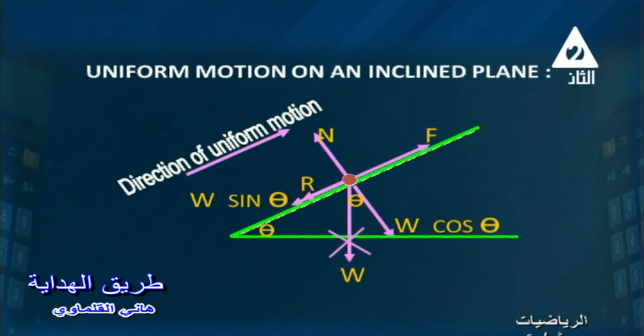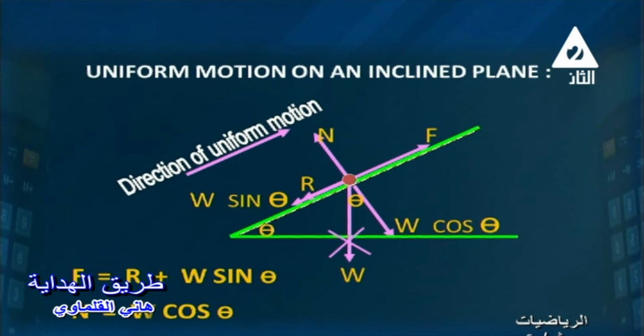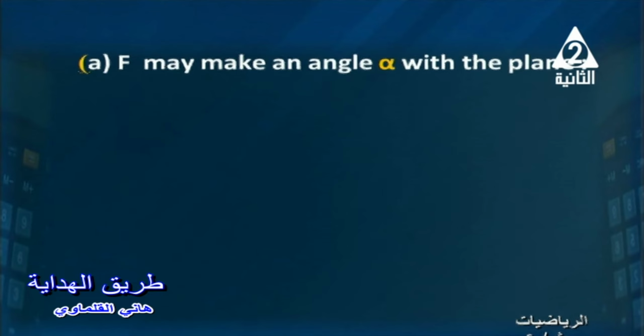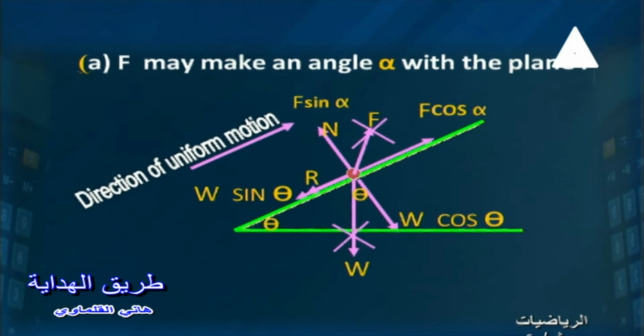From the figure, we can get the two equations. The first equation: F equals R plus W sine theta, and the second equation: N equals W cosine theta. The force F may make an angle alpha with the inclined plane. We resolve this force into two perpendicular components. One of them, F cosine alpha, is parallel to the line of the greatest slope upwards, and the other is F sine alpha, perpendicular to the plane, upwards.